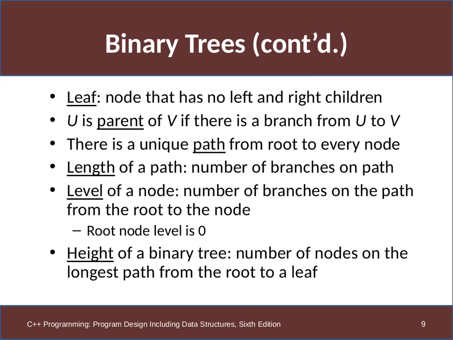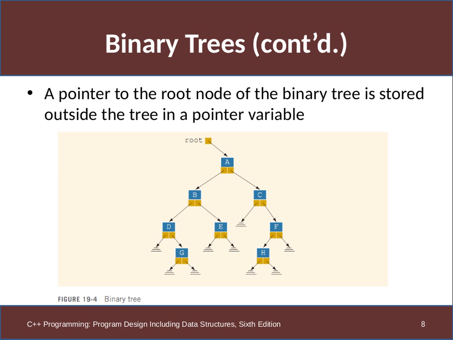All right, so the length is the number of branches, and then the level is the number of branches on the path from the root to a node. So we're going to say a root node has level 0. And then height, we explain that number of nodes on the longest path from the root to leaf. So the book is going to go with height being the number of nodes. So what's the height of this one? 4. Right, so we're going with number of nodes. Right, not number of branches, number of nodes.